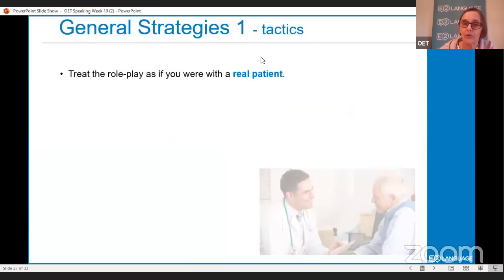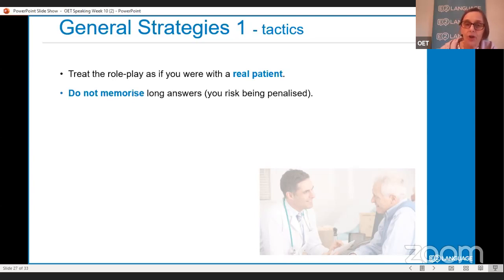What do we need to do to be successful? Well, we need to treat the role play as if you were with a real patient, hence the use of their name. We don't memorize long answers. They are not going to work. You can have a couple of phrases that you find comfortable, whether you're showing empathy or asking if they've understood, or asking if they need any feedback. Have a few of those ready. Try and have a variety so you don't keep using the same one.